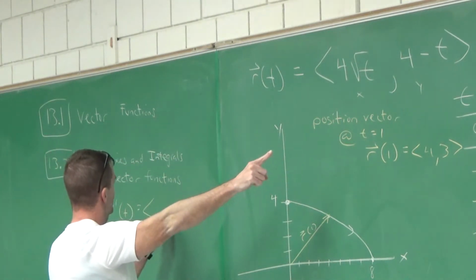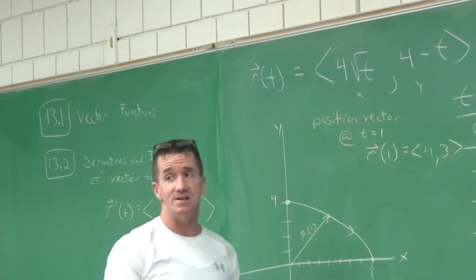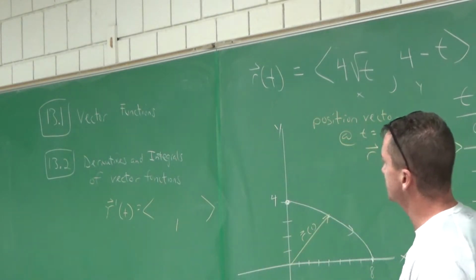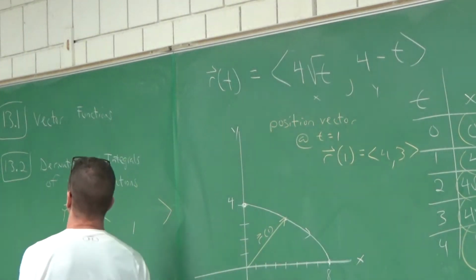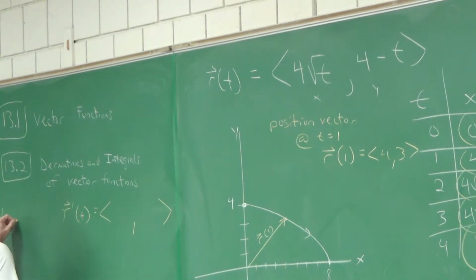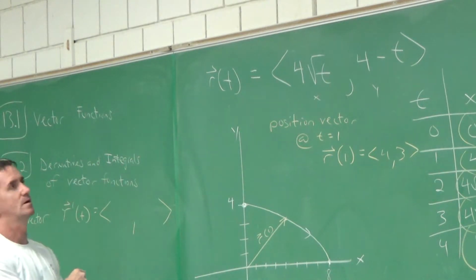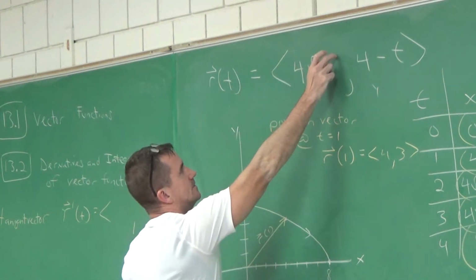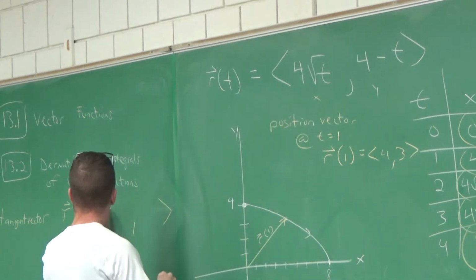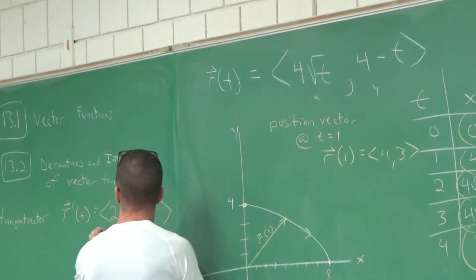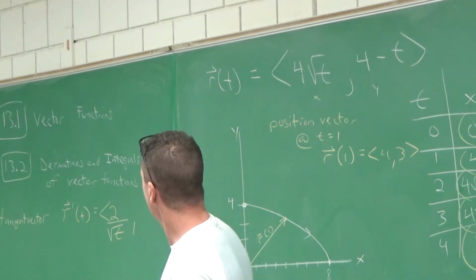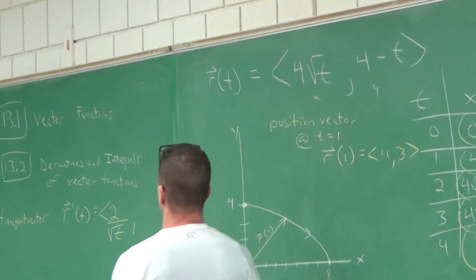All right. How do I do these derivatives? Really, this comes into play in 13.2, but it's okay to talk about right now because we're doing vector functions. r prime of t will be the tangent vector. Let's see what we get. Let's differentiate the square root of t. That's t to the 1/2, so 1/2 times 4 is 2. Then you decrease the exponent by 1, so 2 over square root of t. Nice. That's an easy derivative. And the derivative of 4 minus t is negative 1.